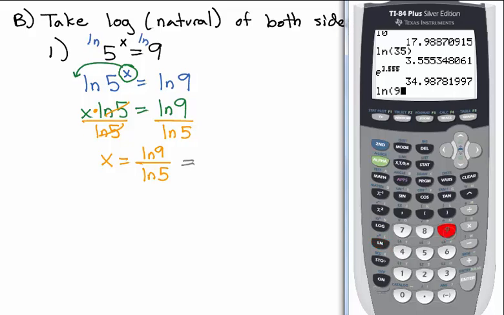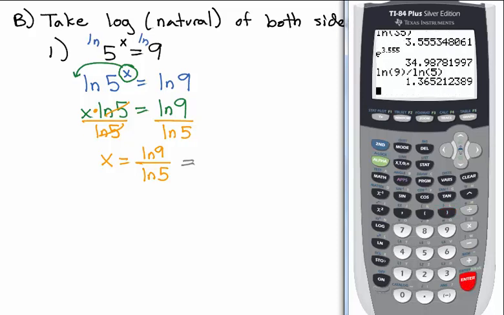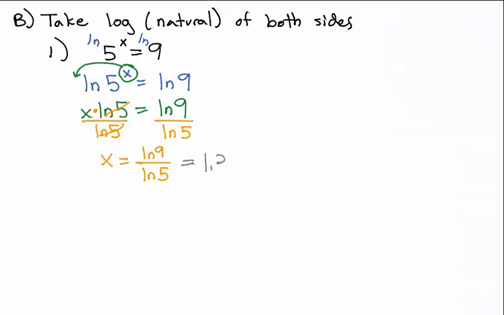Natural log of 9. Make sure you close the parentheses after your natural log. Very important step. Divide by natural log of 5. For some reason I'm hitting the button twice. There we go. Natural log of 9 divided by natural log of 5 is 1.365. And if we were to check it, 5 to the 1.365 power is approximately equal to 9.